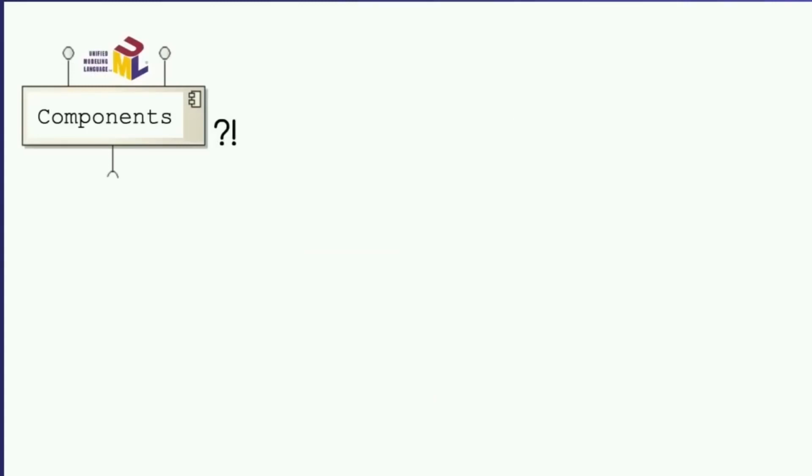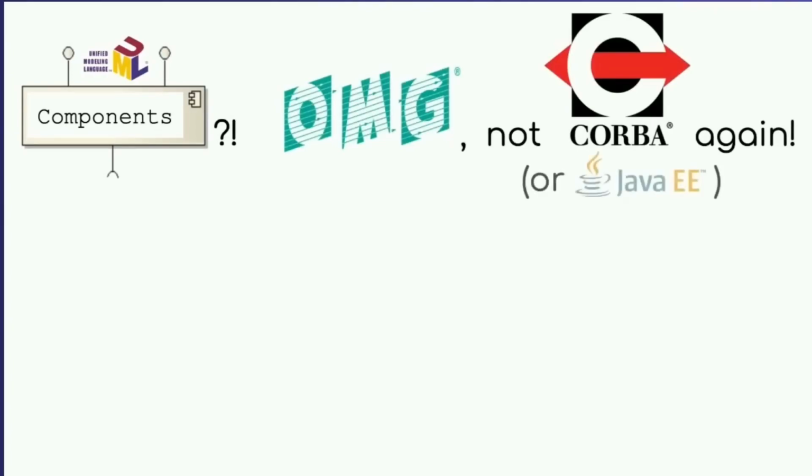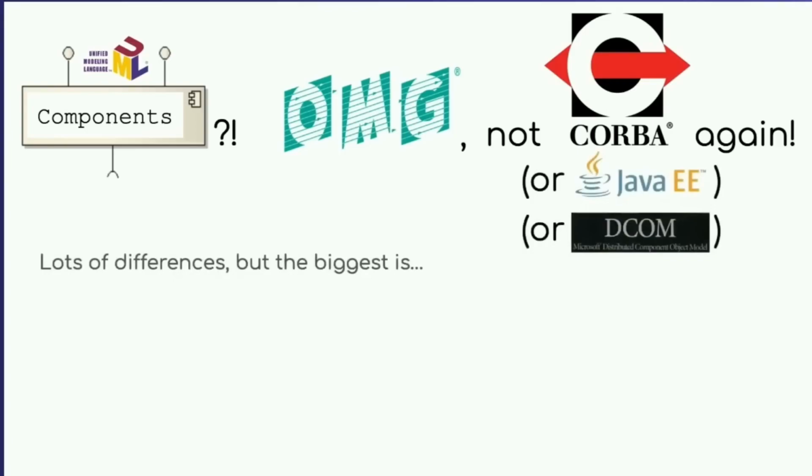Now, if you've been around the block a few times, you might be saying right now, like, components, OMG, not CORBA again, or Java EE, or MS DCOM, right? Because we've seen this before. And there's a lot of differences that could be pointed out, enough to fill a whole talk.